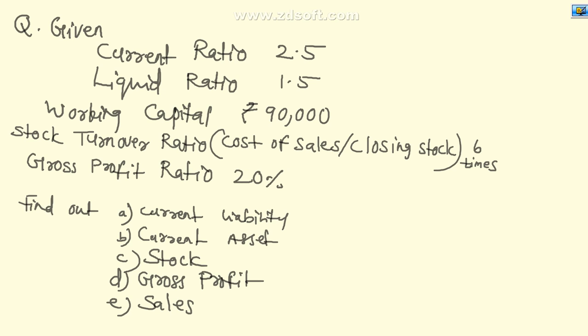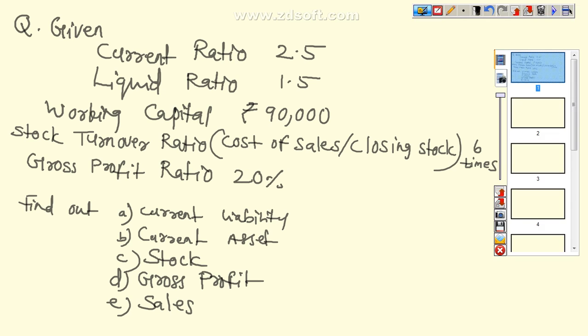Hello everyone. This is another question on ratio analysis. These are the information given. We have to find out current liability, current assets, stock, gross profit and sale. So first information is given.